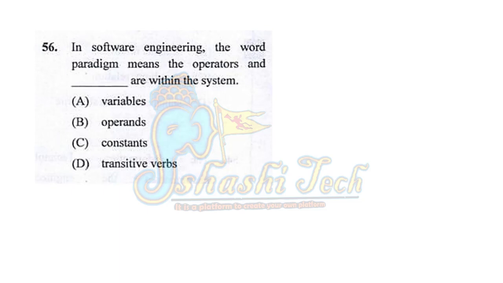Let us go to question number 56. In software engineering, the word paradigm means the operators and dash are within the system. Options are: option A, variables; option B, operands; option C, constants; option D, transitive verbs. You see here operators are there. Obviously operands must be there. So option B is the correct answer.